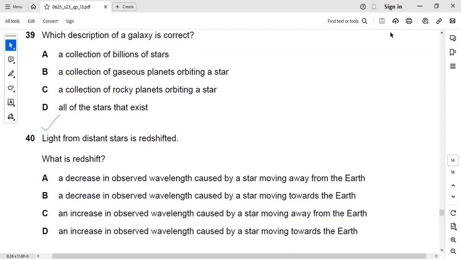Next. Light from distant stars is redshifted. What is meant by redshift? When an object in space is moving away from an observer, the light it emits gets stretched, causing its wavelength to shift towards the red end of the spectrum. So here an increasing wavelength is happening. During redshift, suppose the observer is here and the object is moving away from the observer. The wavelength lambda is increasing, so it appears to be red. So the right answer is C: an increase in observed wavelength caused by a star moving away from the Earth.